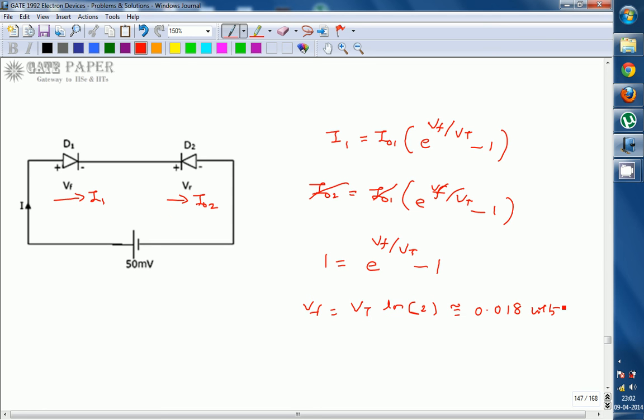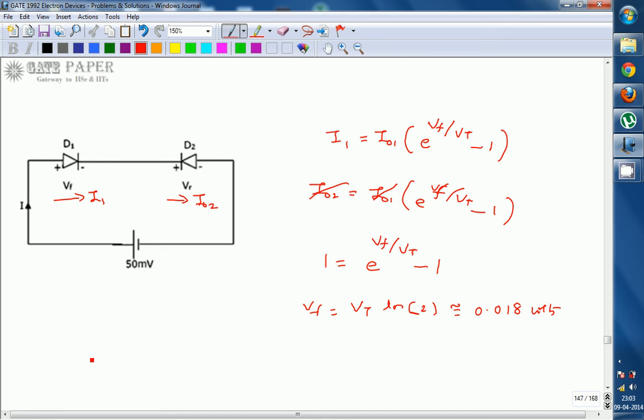is flowing. If it is a germanium diode, the forward voltage should be around 0.2 volts to get a sufficient amount of current. If it would be a silicon diode, a sufficient amount of voltage is 0.7 volts. But now the voltage across the forward bias diode is 0.018, which is nothing but 18 millivolts, which is very small, such that insignificant currents are flowing.